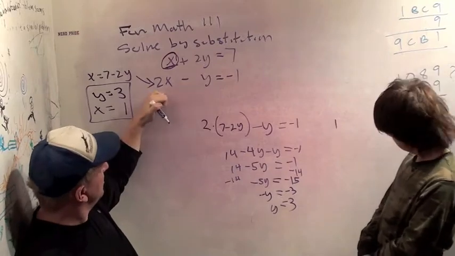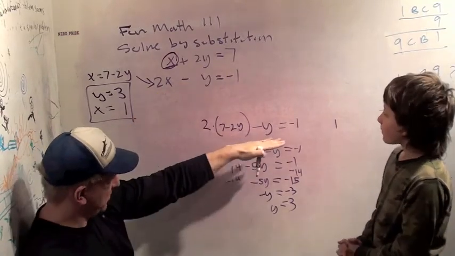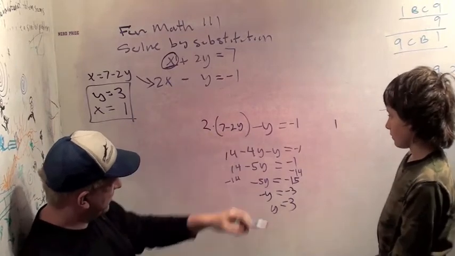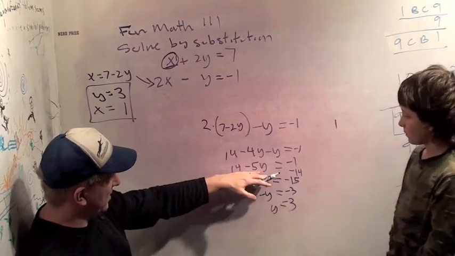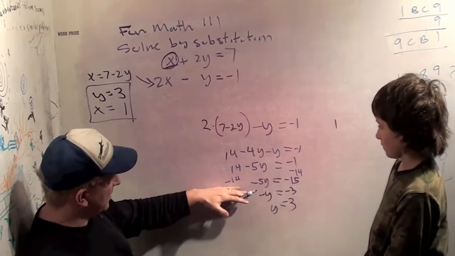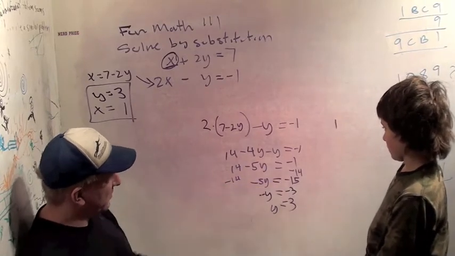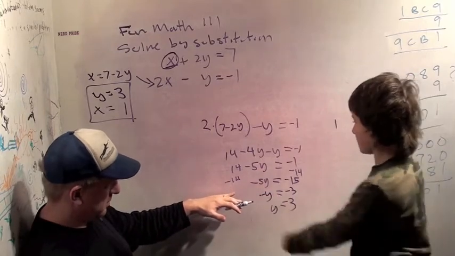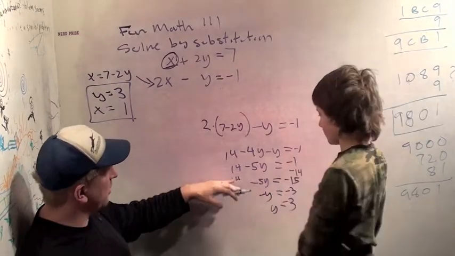2 times 7 minus 2y, minus y, equals minus 1. 14 minus 4y minus y equals minus 1. 14 minus 5y equals minus 1. Then negative y equals negative 3. No, wait, I subtracted 14 from both sides. Oh, I'm sorry.